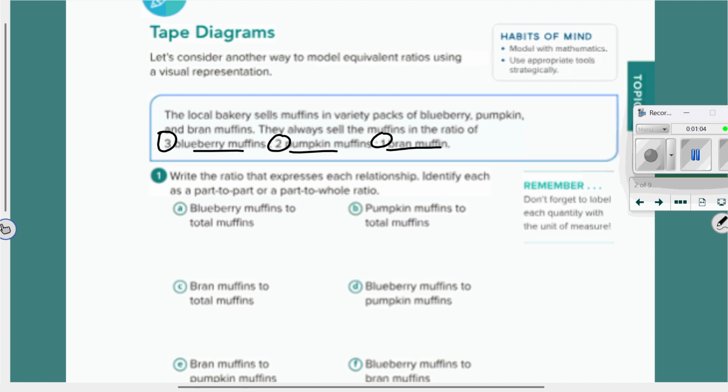What is my ratio of blueberry muffins to total muffins for A? 3 blueberry to 6 total. Is this a part to part or part to whole ratio? It is a part to whole ratio. B, pumpkin muffins to total muffins. Chloe? Pumpkin muffins to total muffins. All right, is this part to part or part to whole? It is a part to whole relationship.